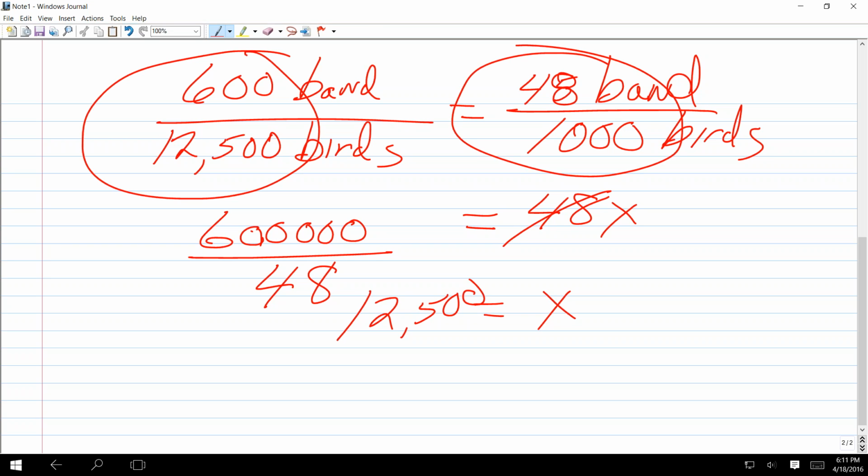What this allows them to do, notice, is they didn't know how many birds they started with. All they did was band 600 birds that they found. At a later date, when they find 48 banded birds out of 1,000, that should be the same proportion as 600 to however many birds there were to begin with. And 12,500 makes sense. 12,500 is more than 10 times 1,000, and 600 is more than 10 times 48.